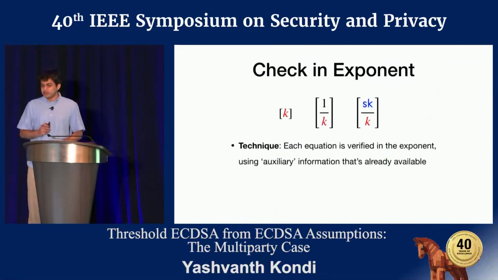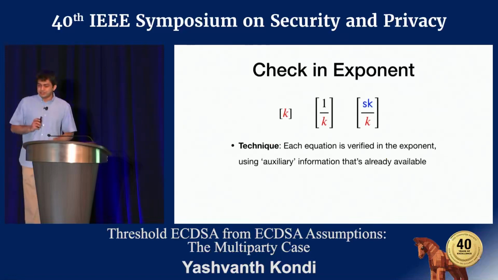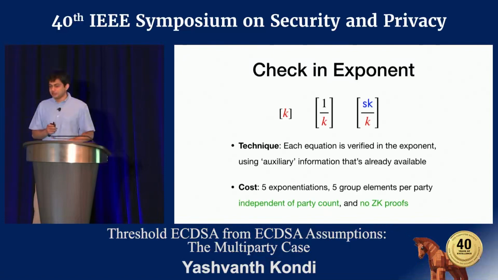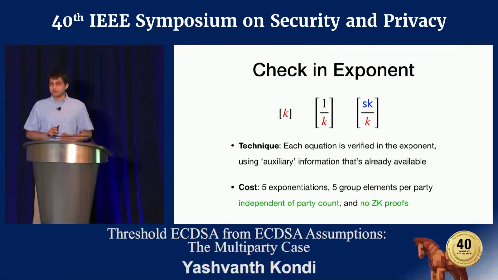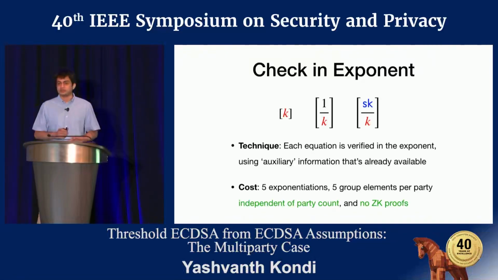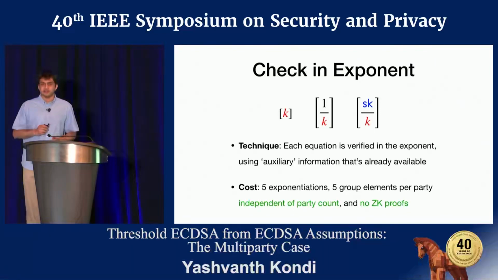Right, so the technique at a high level is to verify each equation in the exponent, basically each relation between these three values, using some auxiliary information that's already available to the world. And the cost of doing this, as you'll see, is about 5 exponentiations and as many group elements per party. And this is independent of party count. Like, it doesn't grow with the number of parties, and there's no generic zero knowledge that we use in this. So this means that you don't have to, for instance, run as many verifications as there are parties and things like this.